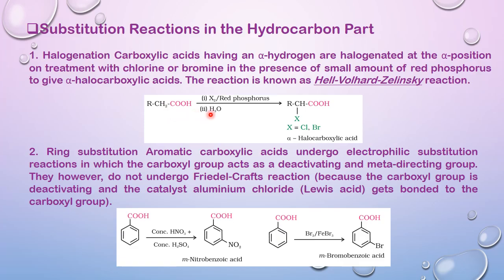and this is known as Hell-Volhard-Zelinsky reaction. This is also one of the most important name reactions. In this reaction, our carboxylic acid undergoes halogenation reactions where the halogen is substituted in the alpha hydrogen of the alpha carbon atom and hence able to produce alpha halocarboxylic acid.